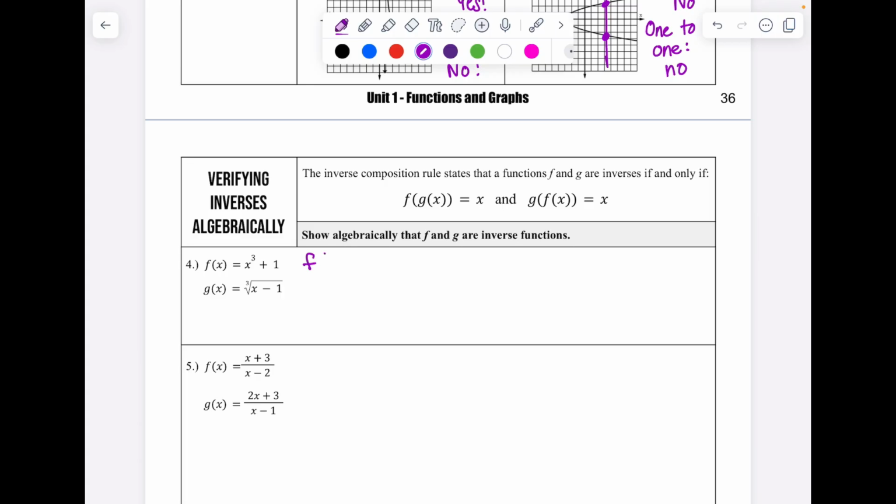So let me try f of g of x first. If that one works, then I'll go on to try g of f of x. If this one fails, there's no need to go any further. I've already shown that they are not each other's inverse.